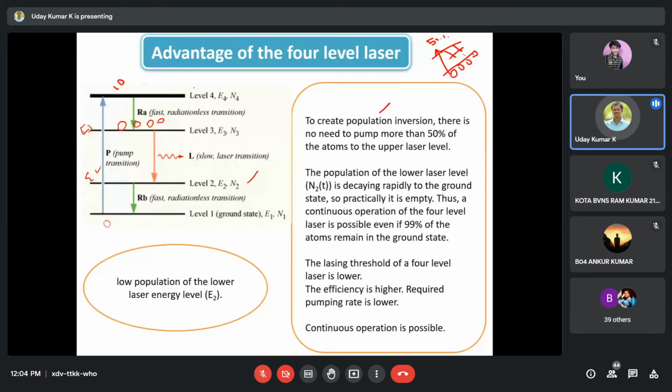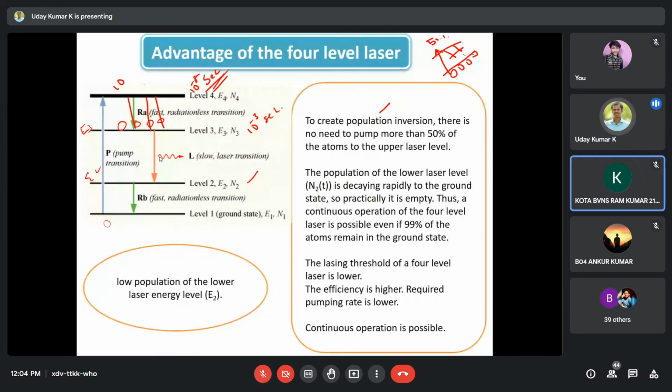So the lifetime there is only 10 to the power of -8 seconds. Within no time, all these 10 atoms, or let's say 8 or 9 of them, will come down immediately to level 3. After that, they have to come to level 2. But level 3 is called a metastable state. Its lifetime is 10 to the power of -3 seconds, so the atoms will stay long enough at level 3 before reaching level 2. So practically, level 2 at that moment is 0, isn't it?